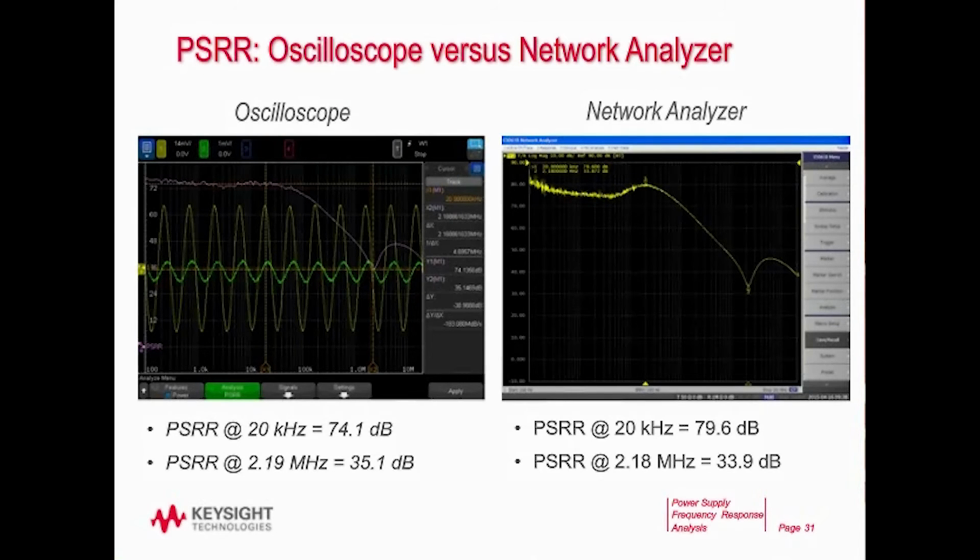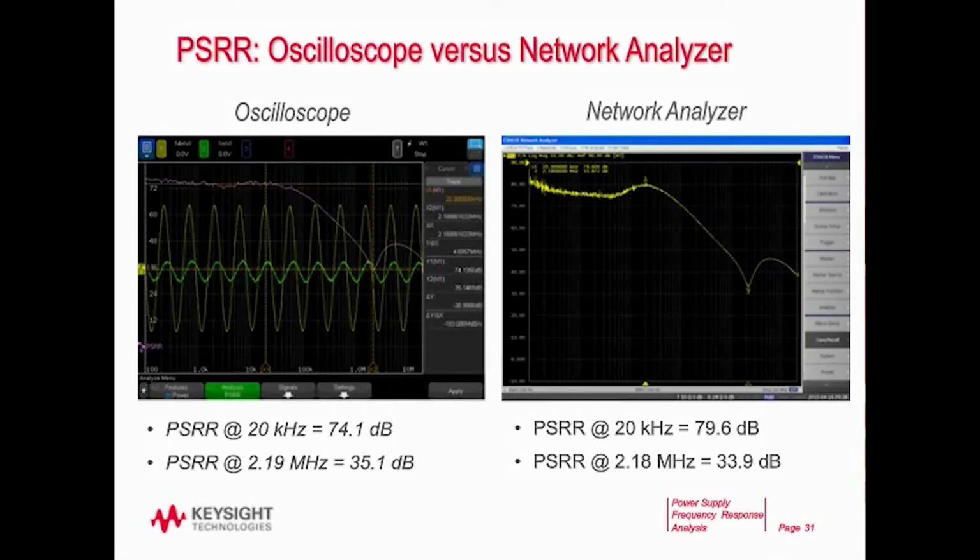Now, how does this compare to the typical type of instrument that you would use for this measurement, which would be a network analyzer, or some people just call it a VNA? The VNA is certainly better. You can see, but they do track very closely. The VNA has much higher dynamic range.